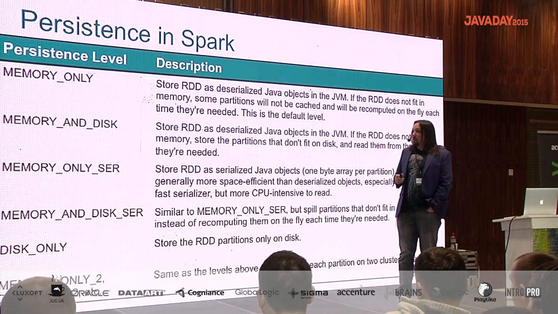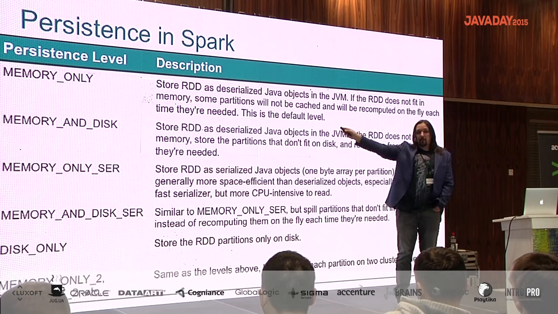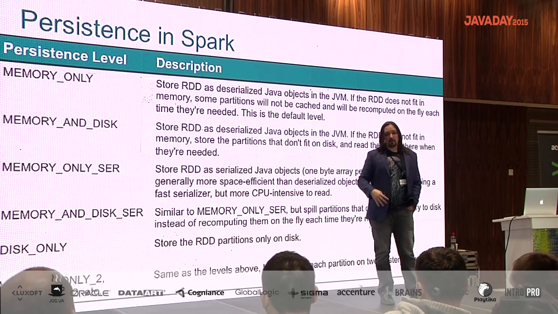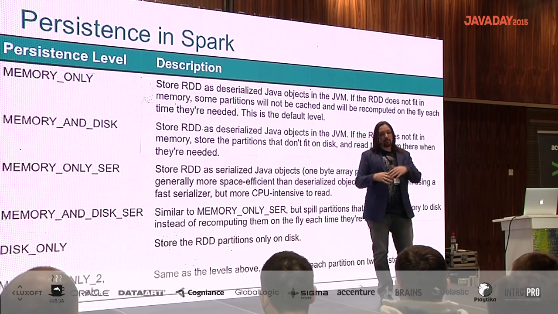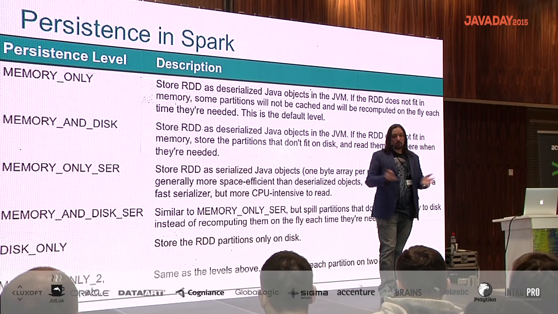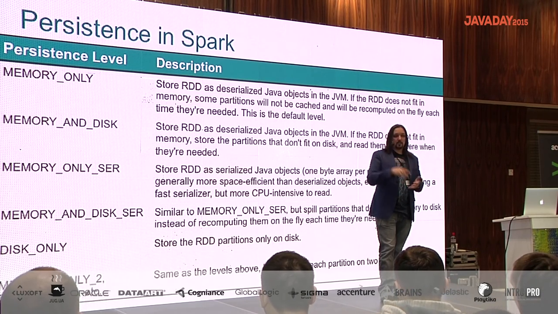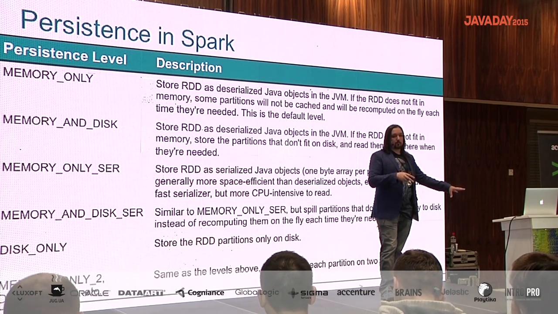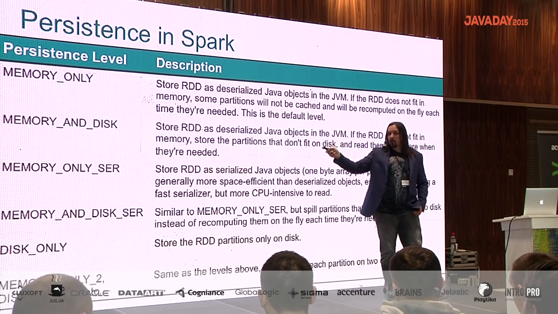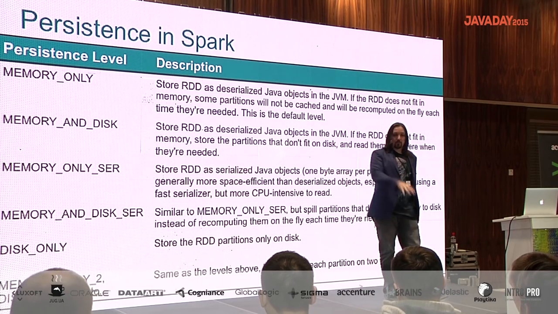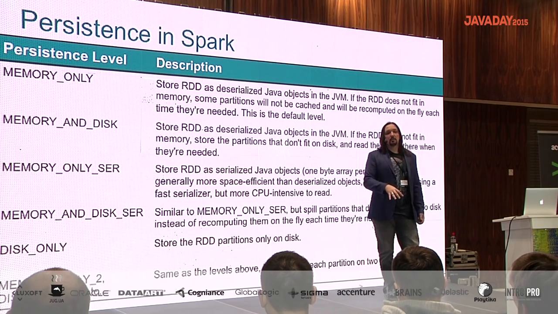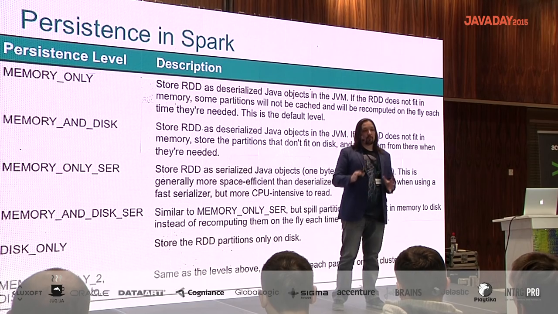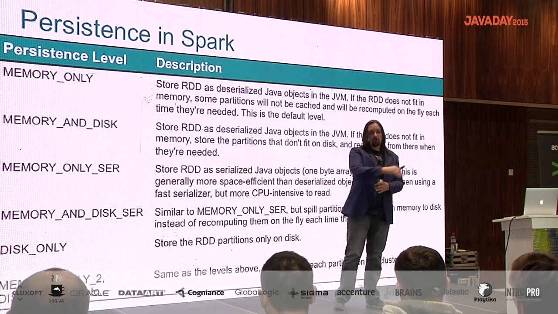How can you persist the data? You can persist the data only in memory. This way it will be a least recently used cache. If you don't have enough memory and you want to save a new partition, an old partition will be evicted and just removed from memory. If later you need this partition, it will go through the RDD dependencies graph and find how to recompute it. Memory and disk: if you get a cache eviction from memory, the data will be stored to the hard disk drive. It will not be completely evicted. Usually the best practice is to use memory and disk for the shuffle results, so as not to recompute the whole shuffles.